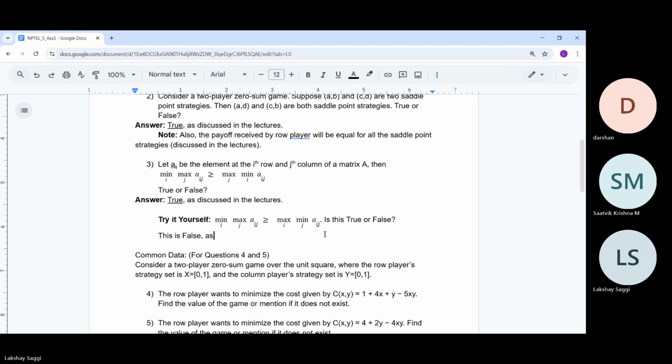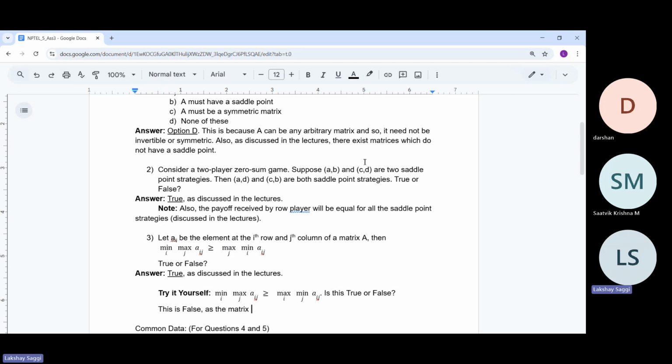So consider this kind of a matrix. How do I insert a matrix now?